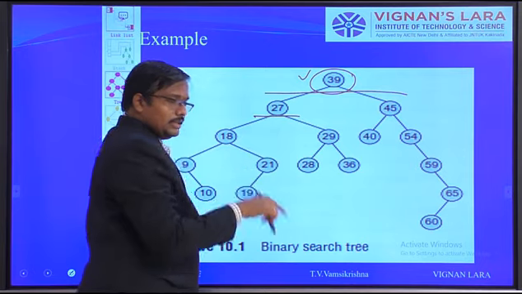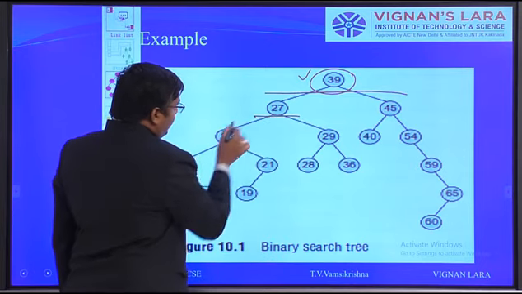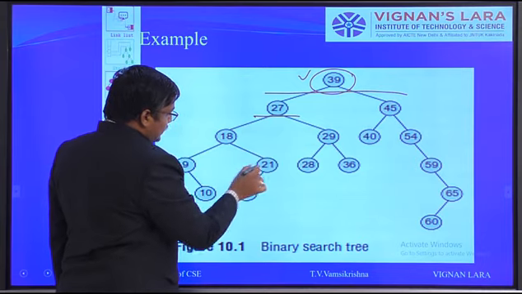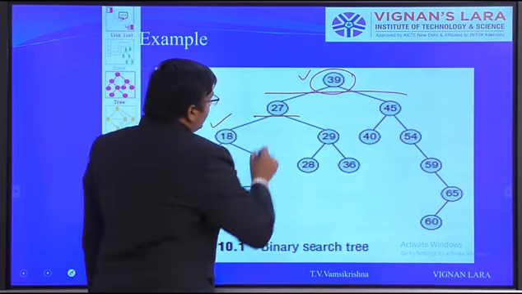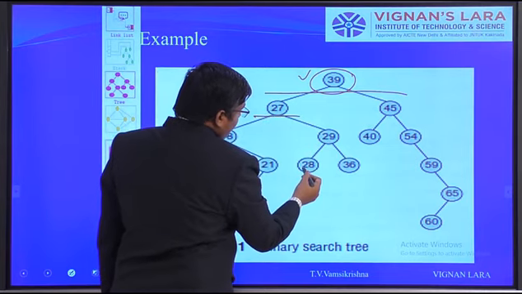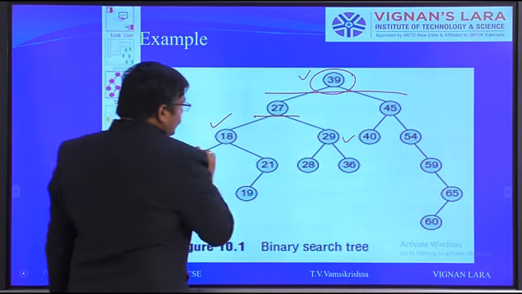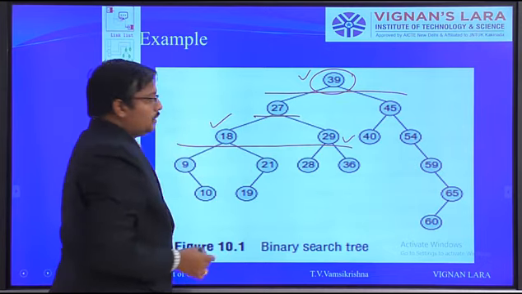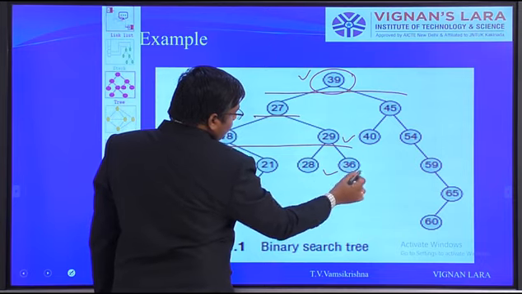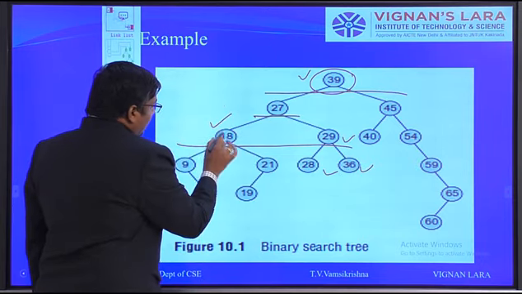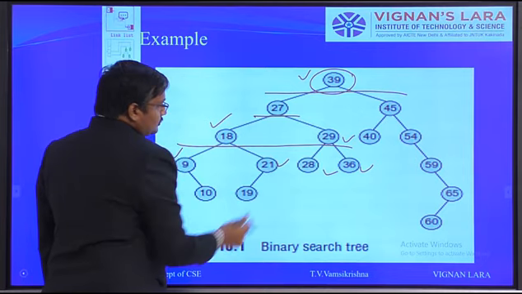Again, we have to recursively do the same thing. Compared to 27, 18 is less, 9 is less, 10 is less, 21 is less, 19 is less. Good. Compared to 27, 29 is greater, 28 is greater, 36 is also greater. Next, again you have to check in this level. Compared to 29, 28 is less, 36 is greater. Okay, it satisfies the condition. Compared to 18, 9 and 10 are less, 21 and 19 are greater.